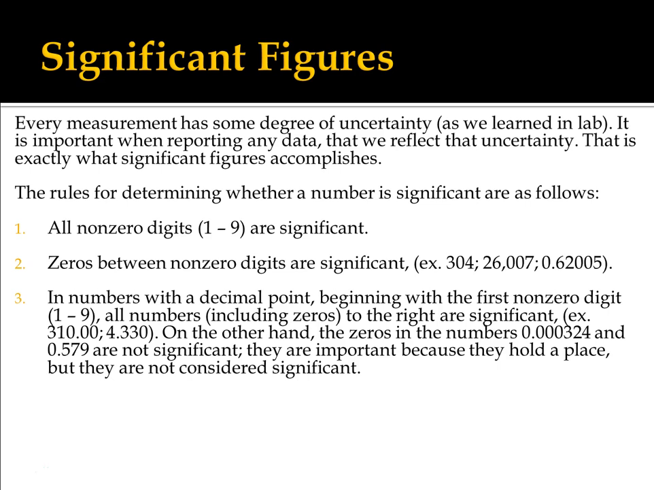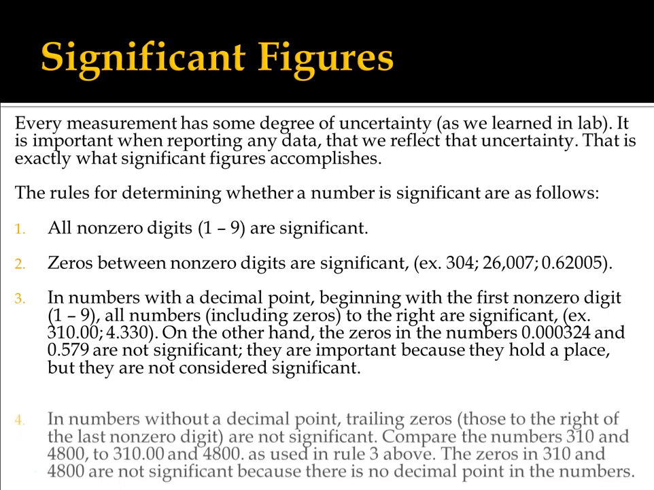On the other hand, the zeros in the numbers 0.000324, which has 3 significant figures, and 0.579 are not significant. They are important because they hold a place. They're only placeholders, but they are not considered significant.